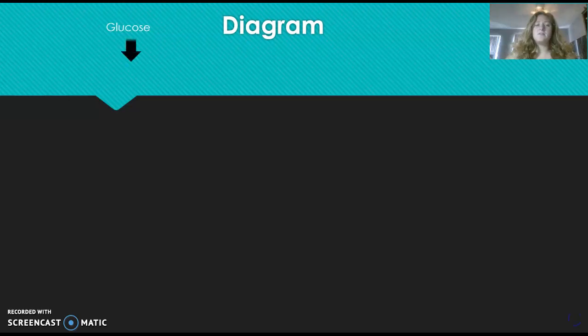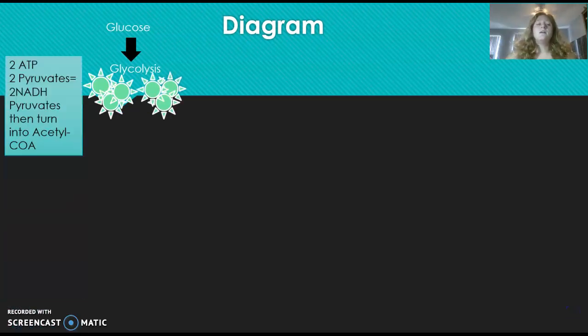When we start with glucose, we go into what is called glycolysis. During glycolysis, we get these little tiny molecules called pyruvate. We have to create two sets of 3 pyruvates. So here they are, our little pyruvates. During this process, you get 2 ATP, which is 2 pyruvates for 2 NADHs. The pyruvates then turn to acetyl-CoA.